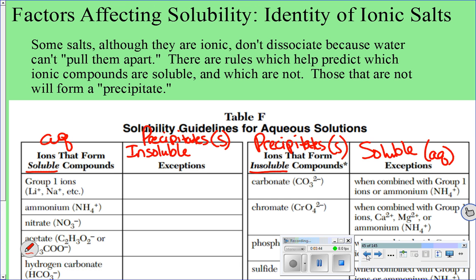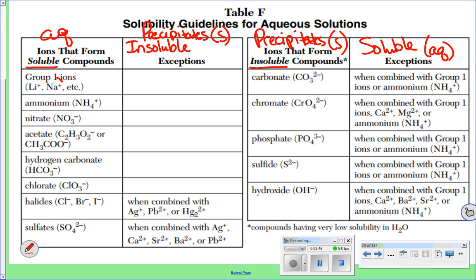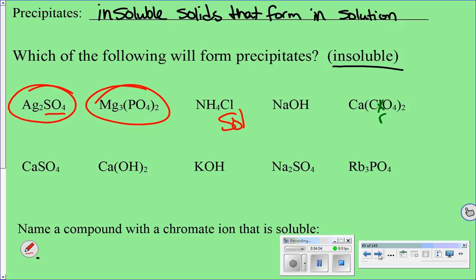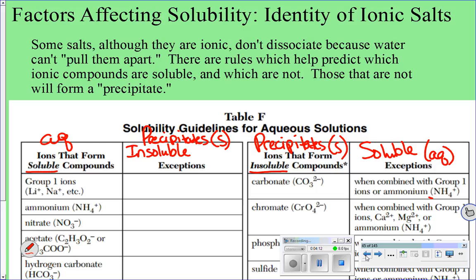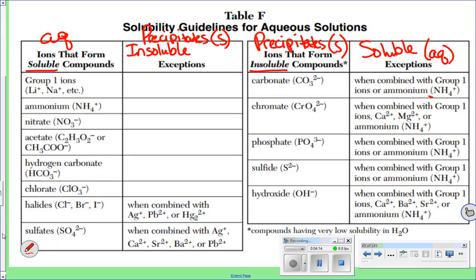NaOH, you can look up two different ways as well. Na is group 1, that's typically soluble. If you looked up OH, you would see that if it's combined with something from group 1, such as sodium, it now becomes soluble. So whichever way you go, sodium hydroxide is a nice soluble compound. It will not form a precipitate. If you look at calcium chromate, we find CrO4 right here, and calcium is an exception, making this a soluble compound as well.